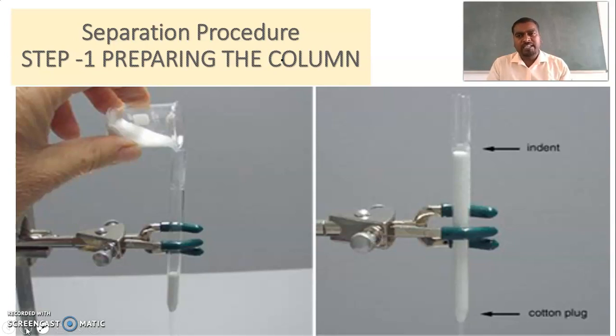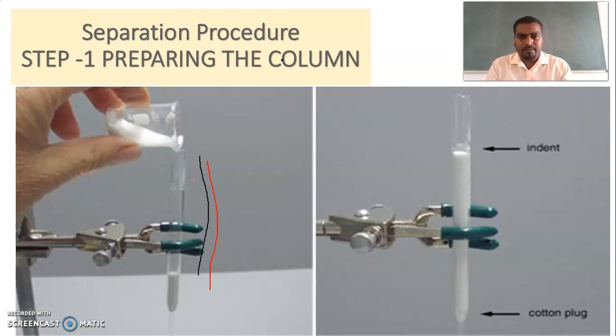Now let us understand the experimental procedure of the column chromatography technique. The first step is to prepare the column. Column preparation is very important, because it decides the resolution and separation efficiency. Just observe the figure. This is a column, like a burette which is used in volumetric analysis in the laboratory.